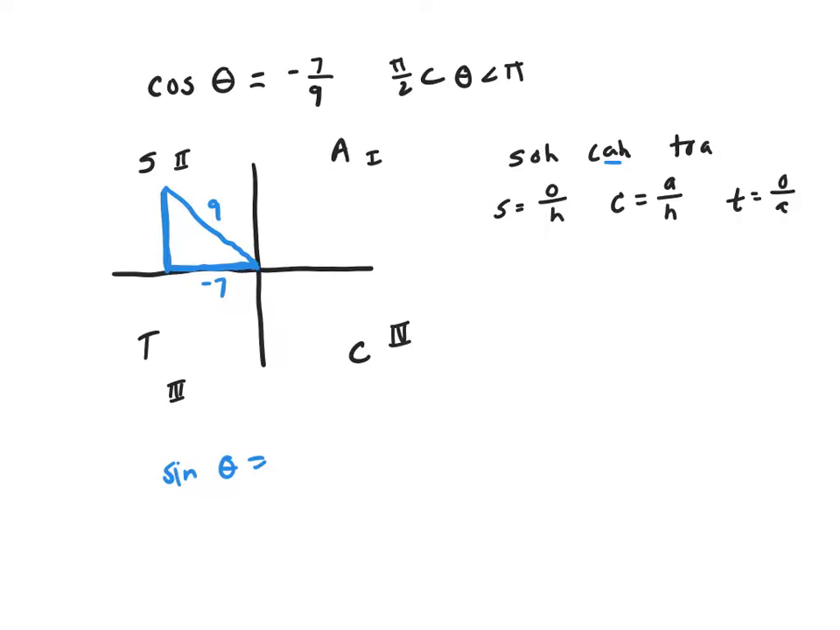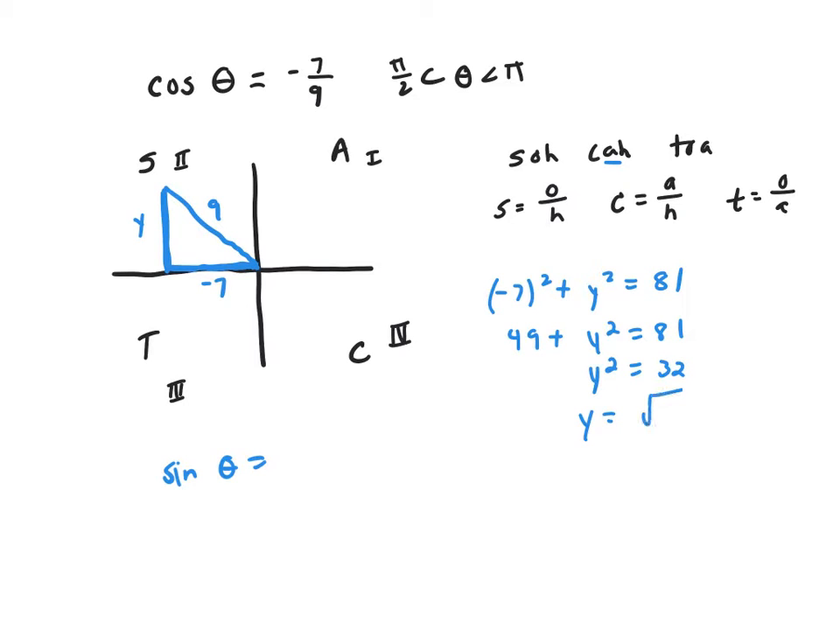And I'm going to use the Pythagorean theorem. So I'll just call that y. So that's going to be -7 squared plus y squared equals 81, hypotenuse squared. That's 49 plus y squared equals 81. That's y squared equals 32.